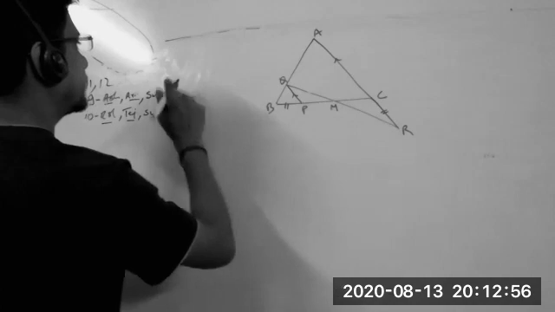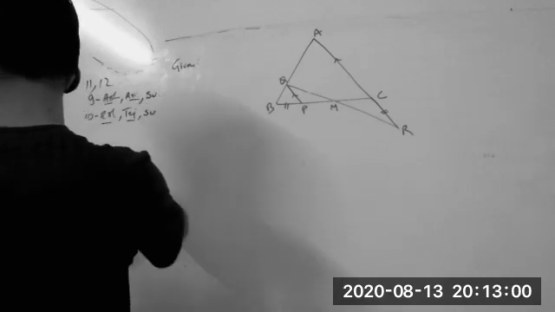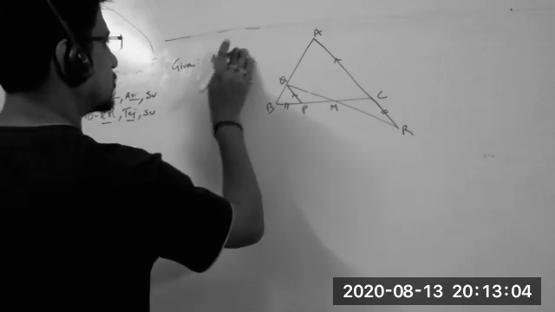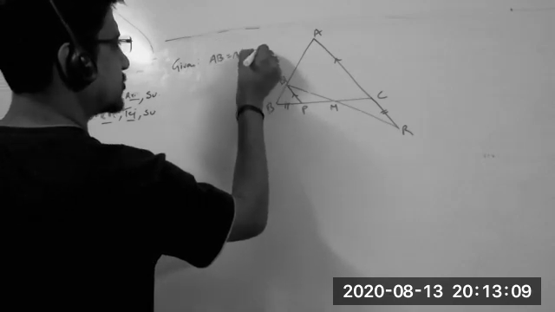Okay, so what all things are given? Let's write it. Given: ABC is an equilateral triangle. So AB equals AC equals BC.